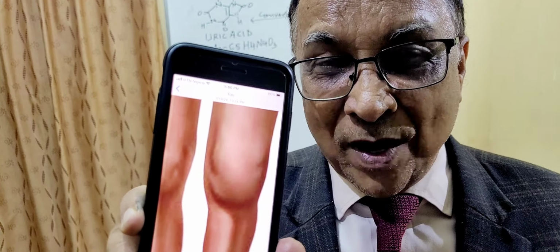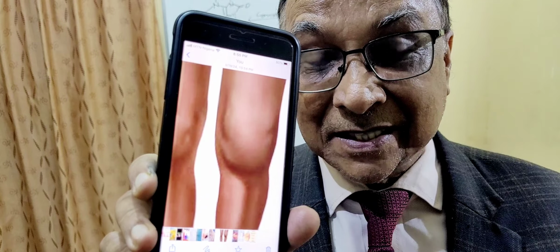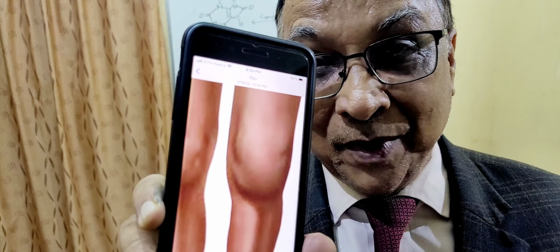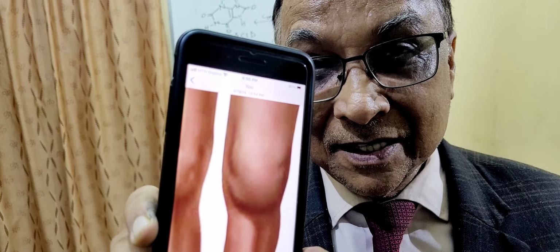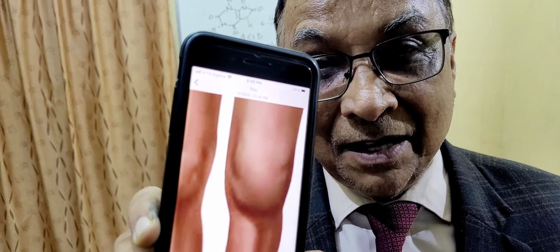You can see a very clear picture. There is one knee, and that knee is having serious inflammation and swelling, and that swelling will restrict your movement, your ability to move, and you will be grounded in a wheelchair. So this is a very serious issue. It is because of the excess retention of uric acid in your body.